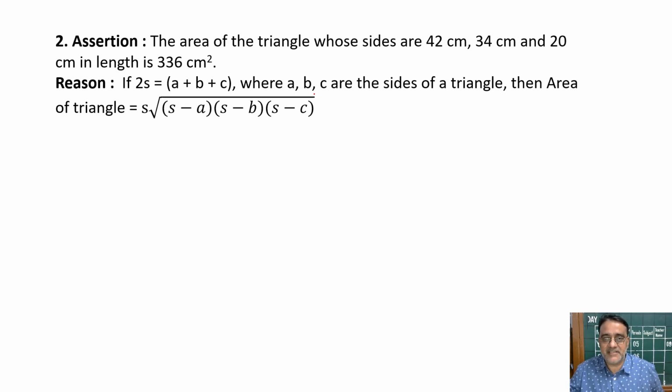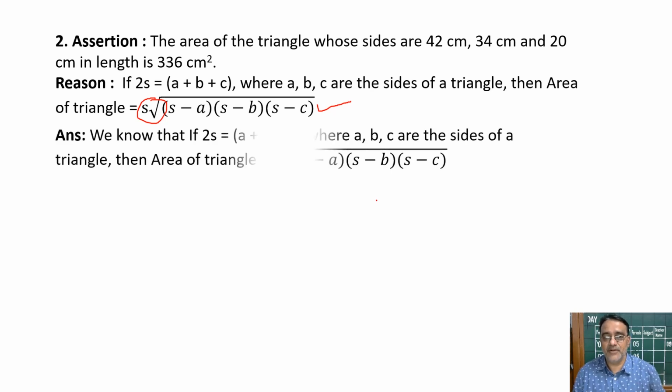Whether the reason statement is correct? Yes, sir. Is this correct? No, sir. It is wrong, right? S should be inside the root. So the correct statement is root over s into. Okay, this is the correct statement. We know that if 2s is equal to a plus b plus c, where a, b, c are the sides of a triangle, then the area of triangle is equal to root over s into s minus a into s minus b into s minus c. So reason is not correct.